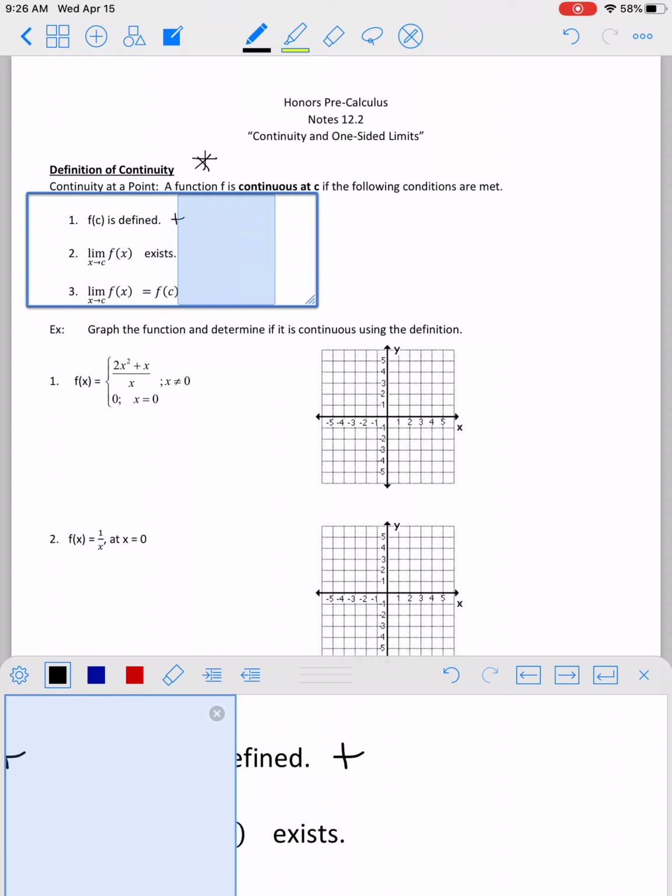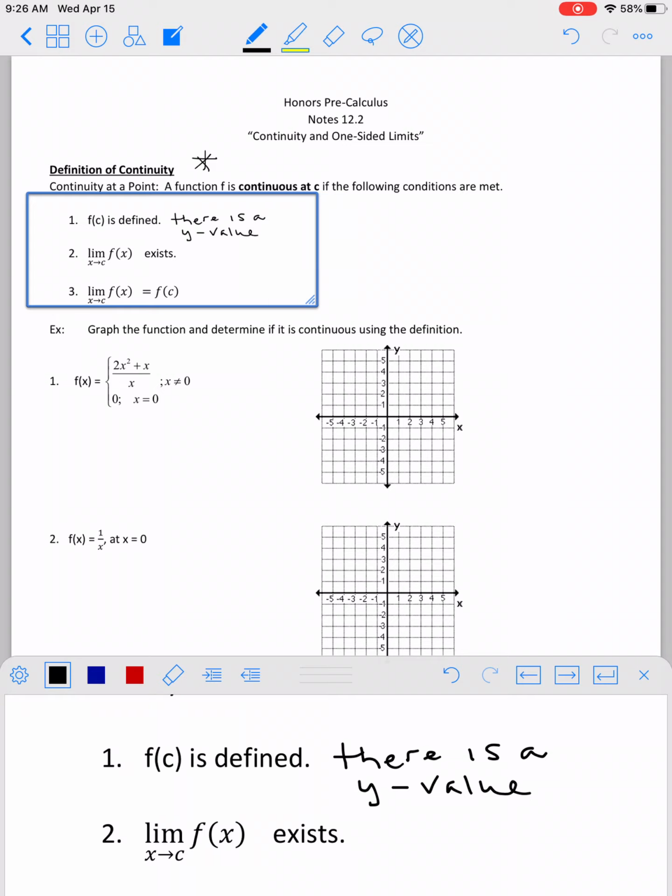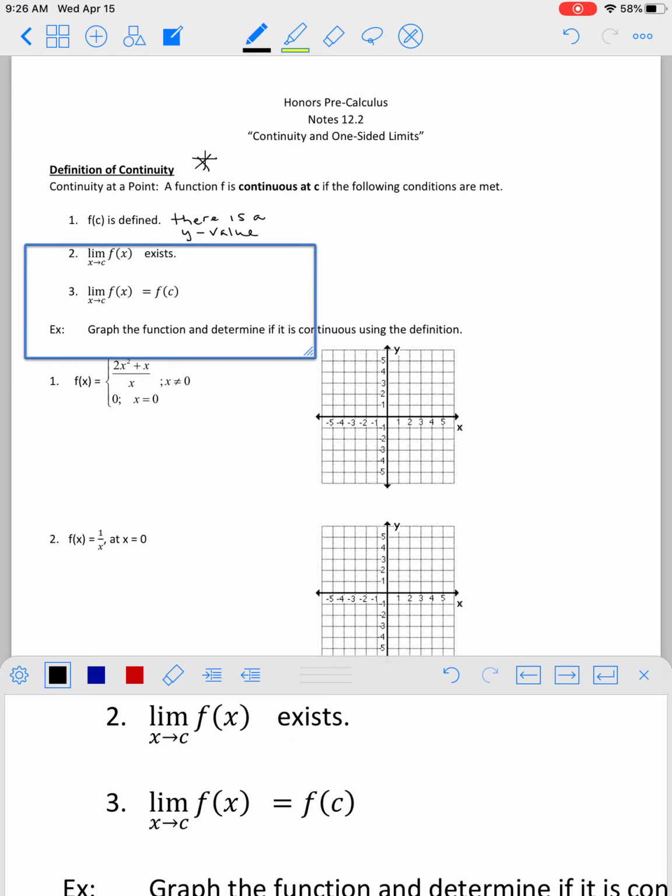That means there is a y value. And that means a y value that's defined. So not a puncture hole or something of that nature.